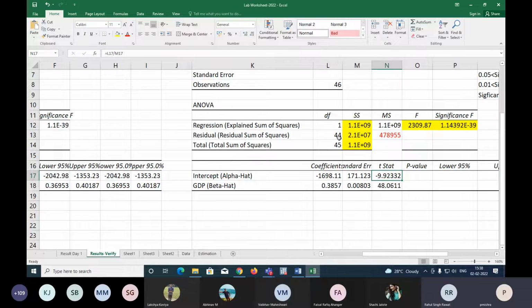Only thing is that I overlooked this earlier, so I'm just changing this. Let me write it clearly. This is sum of squares, and this is mean sum of squares. This is the F stat.